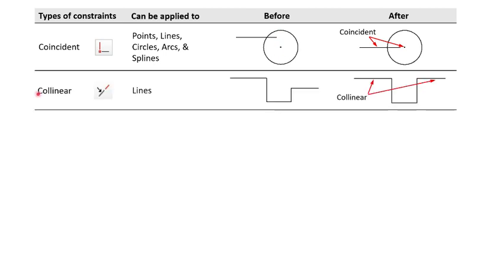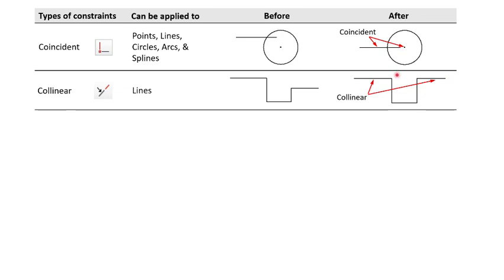The second constraint I want to show you is collinear. You can use it on lines, and for example, there's a line here and this line here. When I want to make them in the same level, I can apply the collinear constraint. Let's say in here and here, it will bring these two lines into the same level. It happens a lot when you have a continuous line.